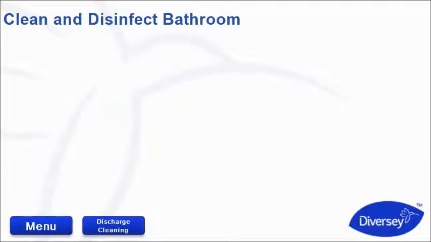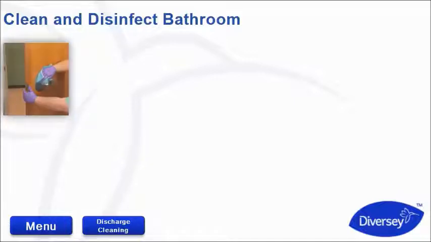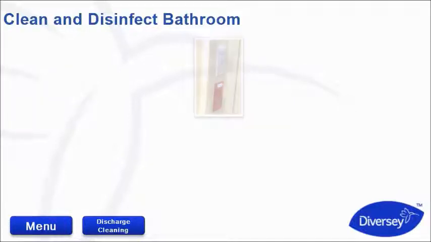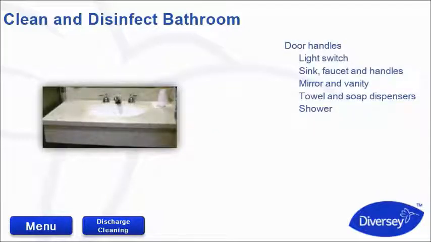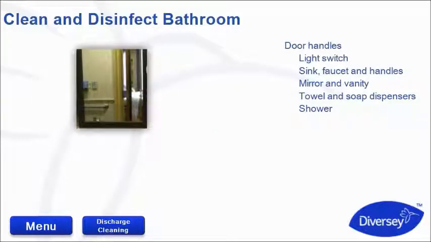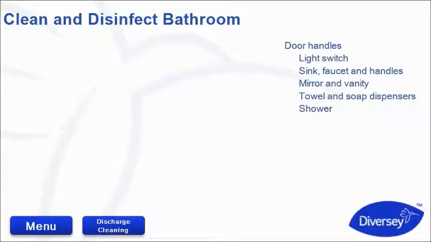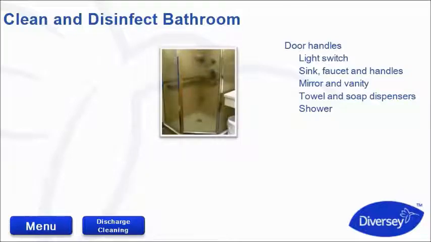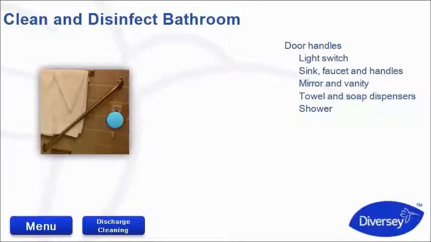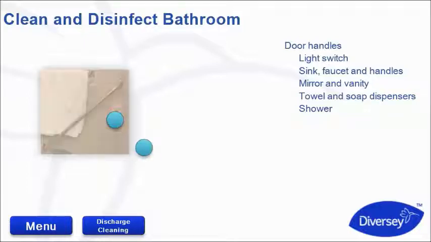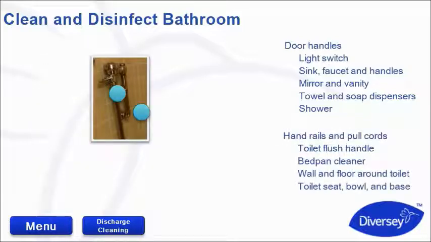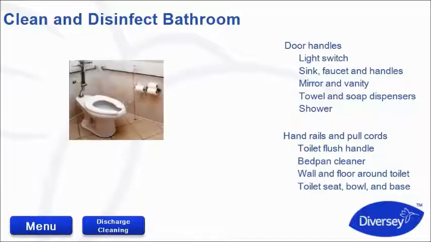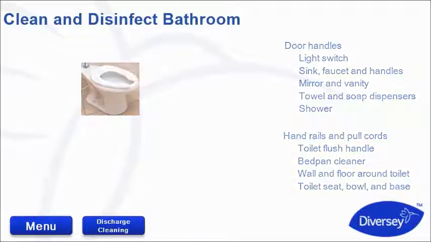a new cloth. The following surfaces should be cleaned in the patient's bathroom: the bathroom door handle and surround, the bathroom light switch, the bathroom sink, faucet, and faucet handles, mirrors, vanities, and exposed plumbing, the towel and soap dispensers, showers, if present, handrails near the toilet, bathroom pull cords, the toilet flush handle, the bedpan cleaner, the wall area surrounding the toilet and toilet base, and the toilet seat and bowl.